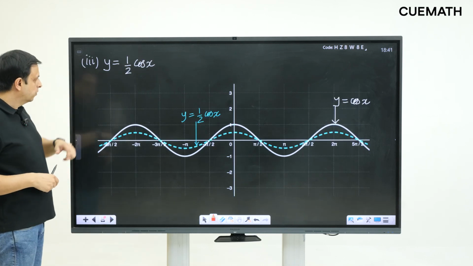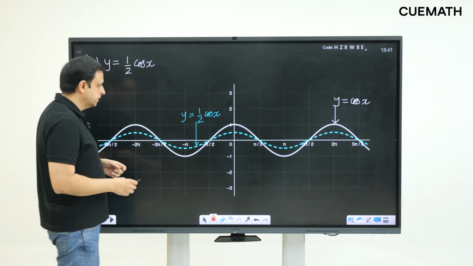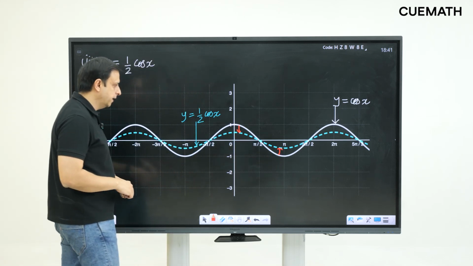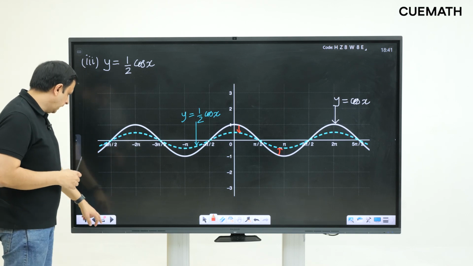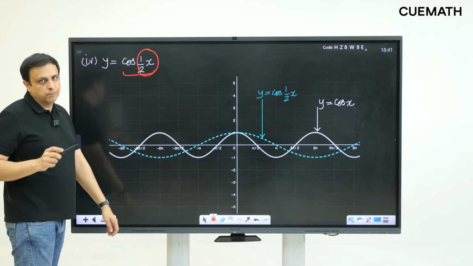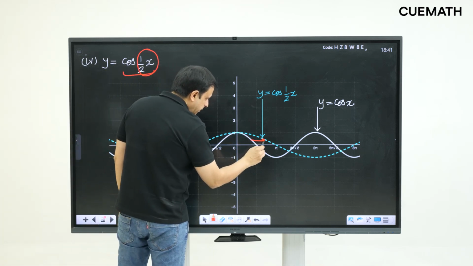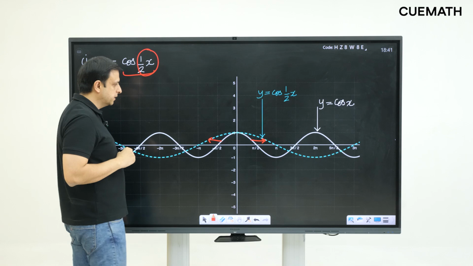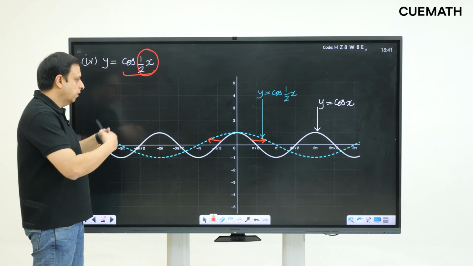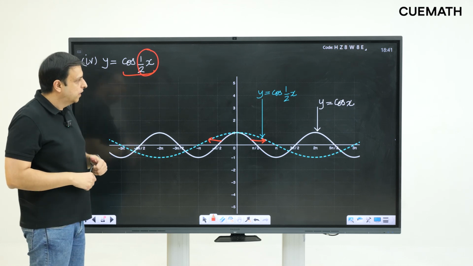In this case, y = (1/2) cos x, you are multiplying the function with a constant that is less than 1. So, you can clearly see a vertical shrinking that has happened by a factor of half. Then in this case, cos (x/2), you're multiplying the variable by a factor of half, and here you can see a horizontal stretching of the original graph, where the stretch factor is 2, the reciprocal of half.